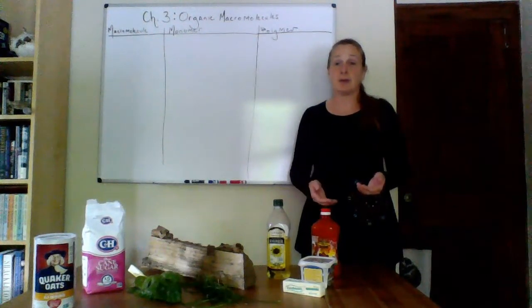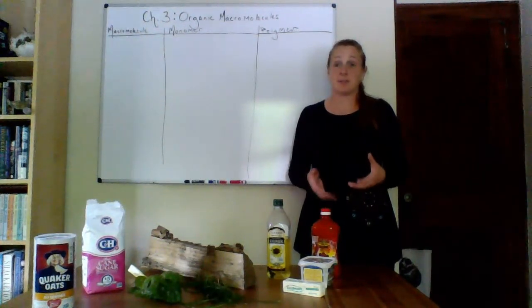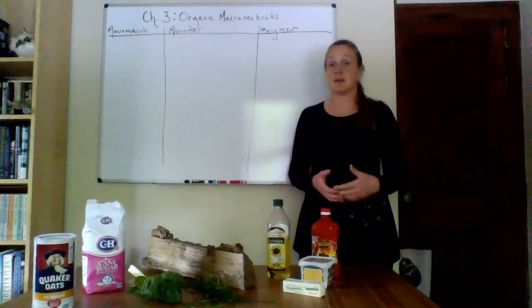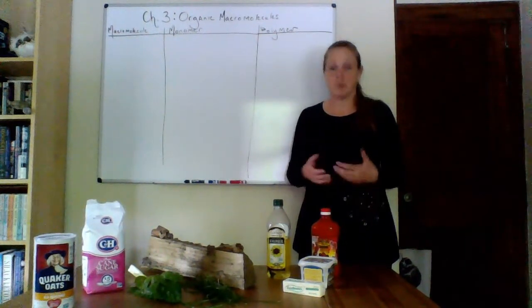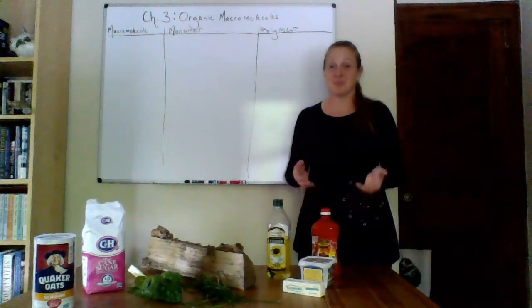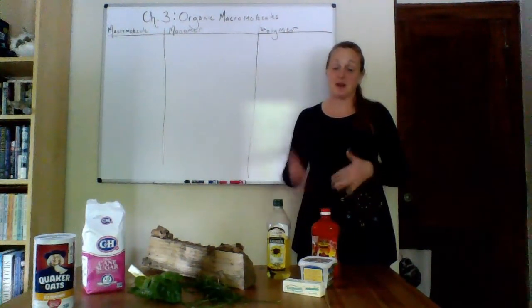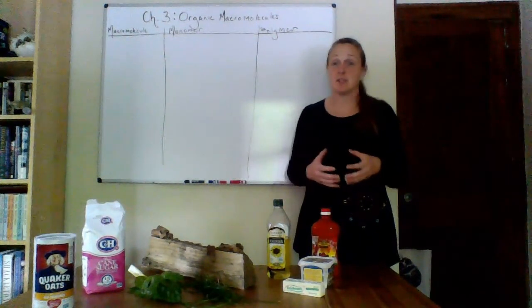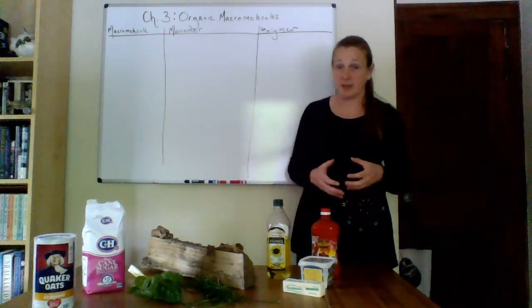Now that we've learned a little bit about the basic bits of atoms, how atoms bond together to make molecules, we need to look at those major molecules that are found in all living things, those 4 macromolecules. Now, when we're doing this, we're going to just briefly touch a little bit on organic chemistry.